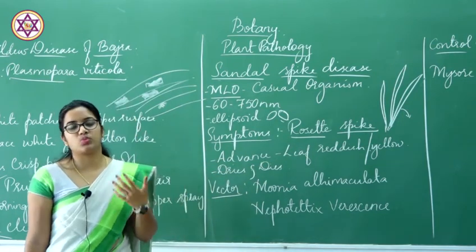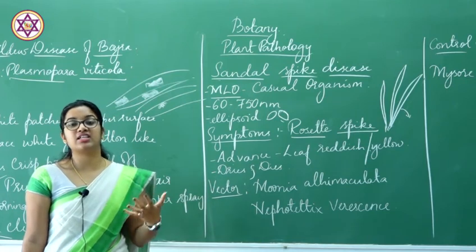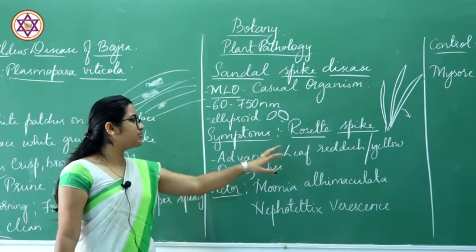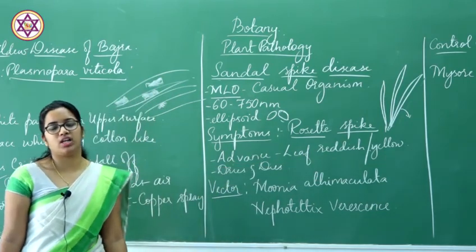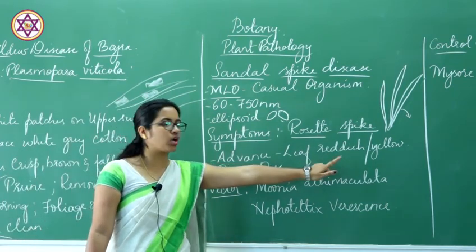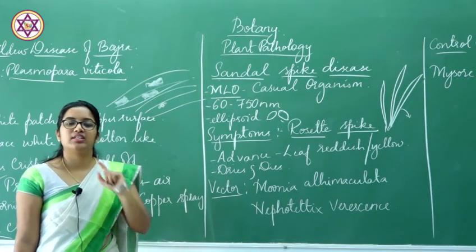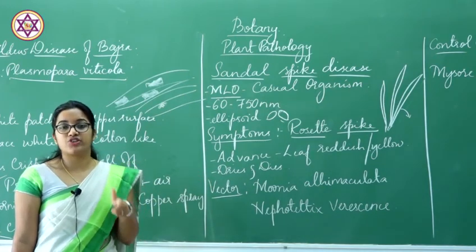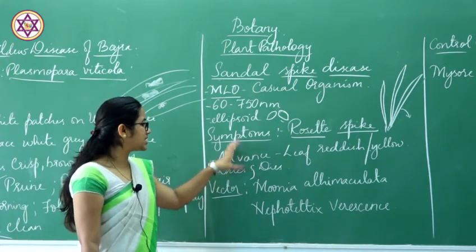When the disease advances and is affecting the plant to the maximum, the leaf will turn reddish yellow in color. When the leaf turns reddish yellow, the disease is very severe. Later on, the entire plant dries and dies off. So that is about the symptoms.